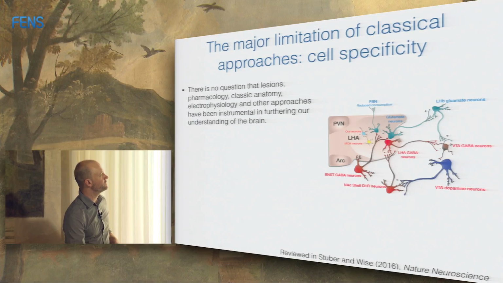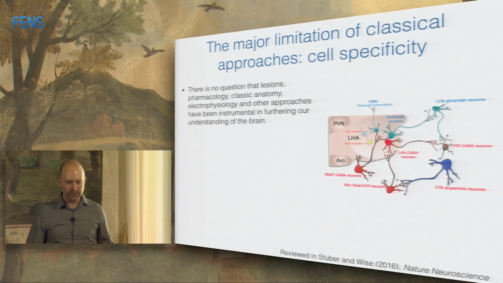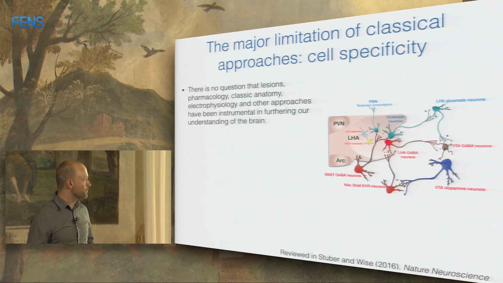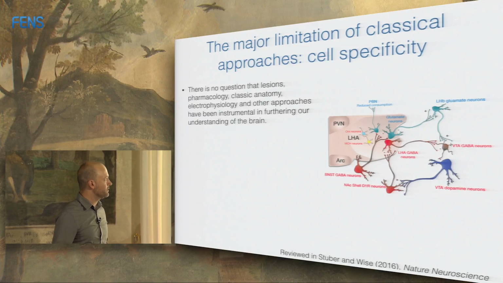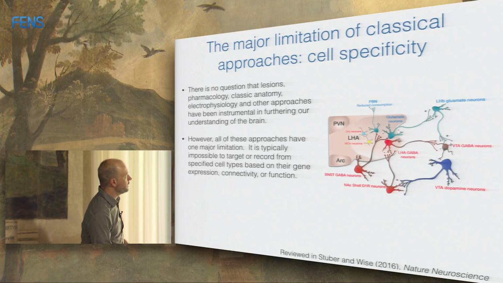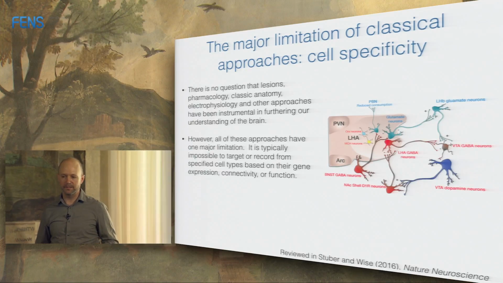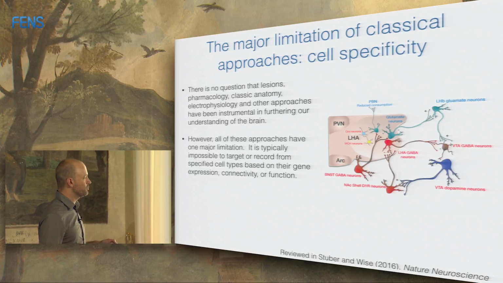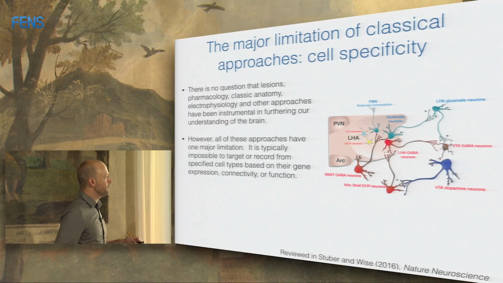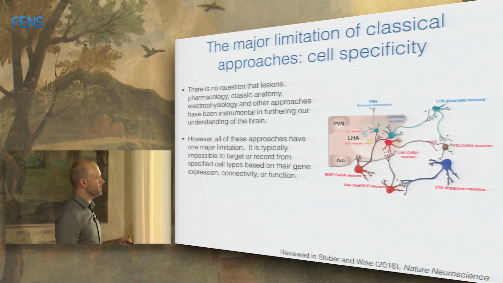To summarize all of these things and transition into the direction that circuit-based neuroscience is moving today, there's really no question that these approaches we've just reviewed have been essential for understanding the relationship between the brain and behavior. But the major theme in all of these is that each one has its own set of strengths and weaknesses, but collectively there's one major limitation that unifies all these approaches. Essentially, it's impossible or very difficult to target or record from a specified cell type based on a number of parameters, such as their gene expression profiles, their anatomical connectivity, or their function.